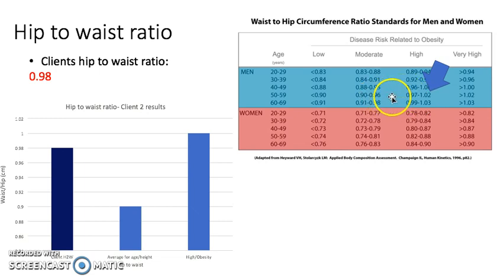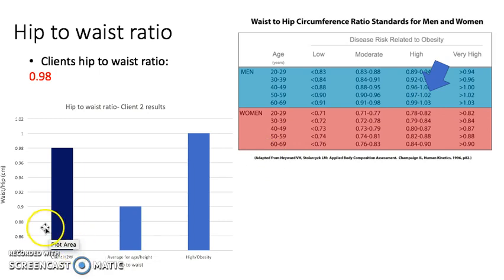He's quite close to being on the moderate, so we could get him down quite easily, I think. Because it's at the lower end here, he's not too far off the moderate hip to waist ratio, which is positive, as it won't take too long to get him into that section.